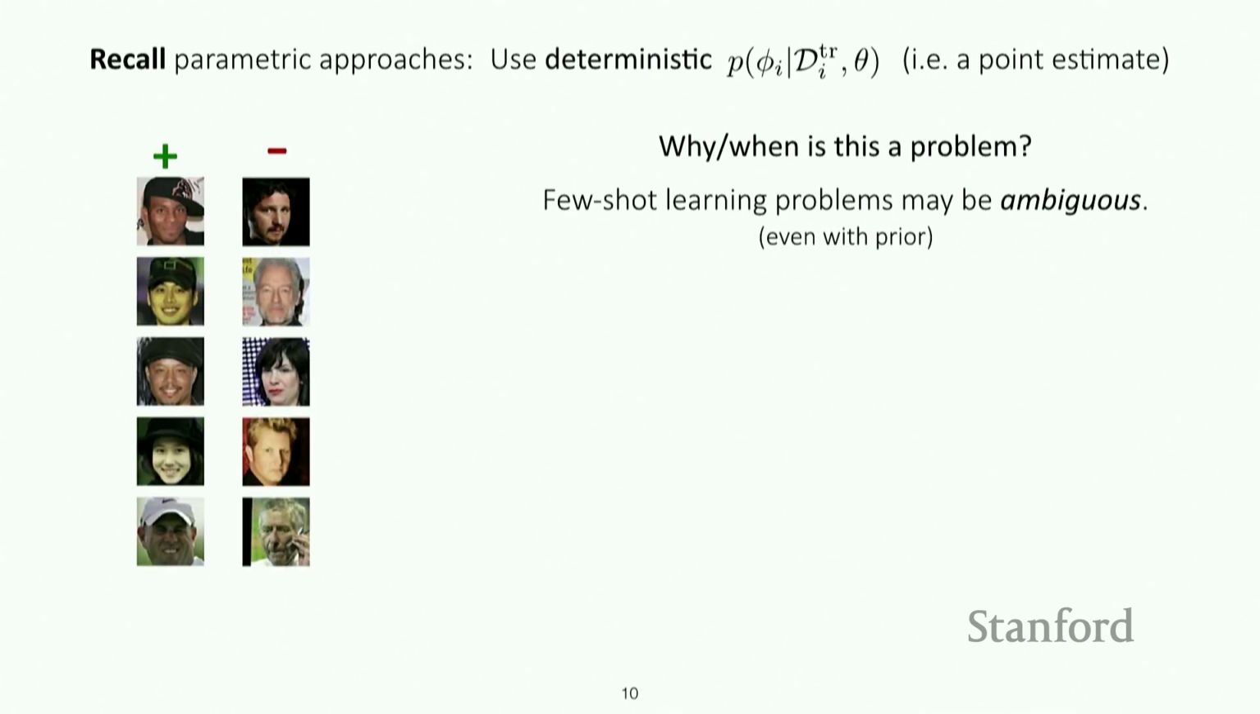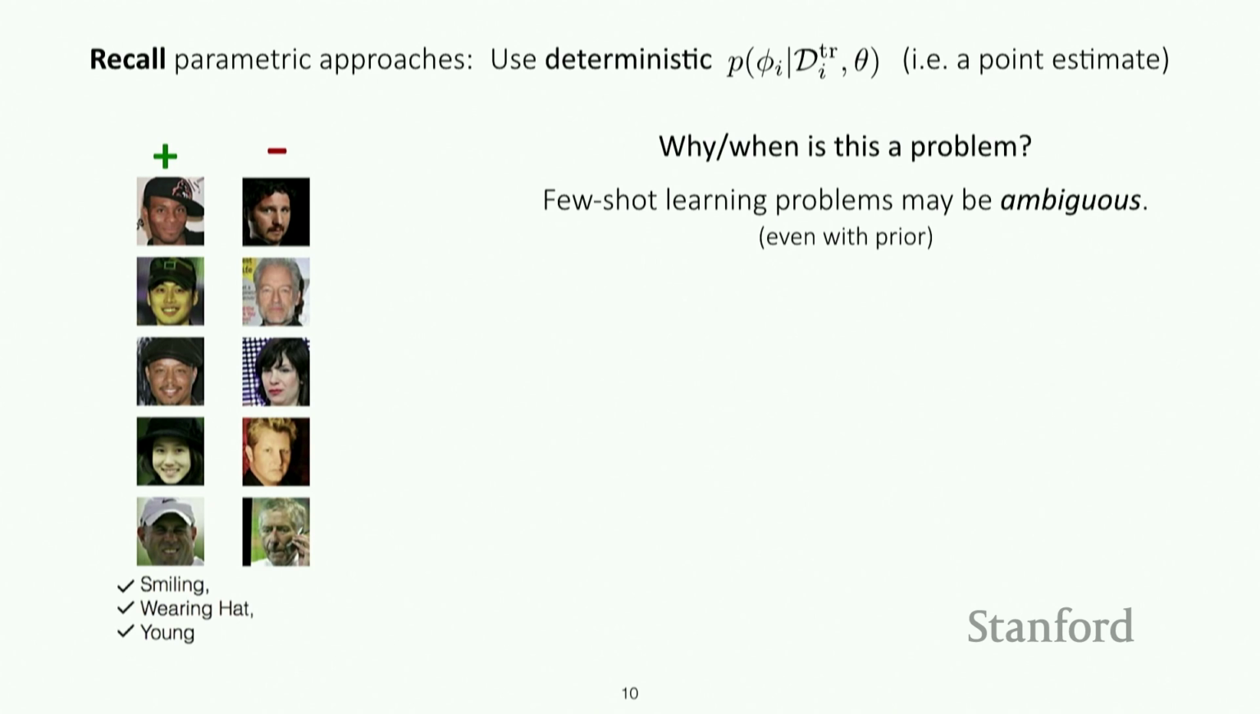So as an example of this, say you have 10 examples, 5 positives and 5 negatives, and your goal is to classify between these two, a binary classification problem between these two classes. In particular, all the images on the left are people that are smiling, people that are wearing a hat, and people that are young. And all the people on the right are people that are not smiling, not wearing a hat, and not young.